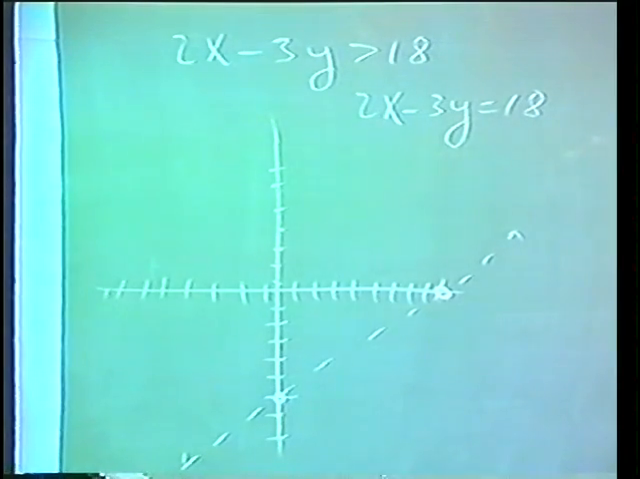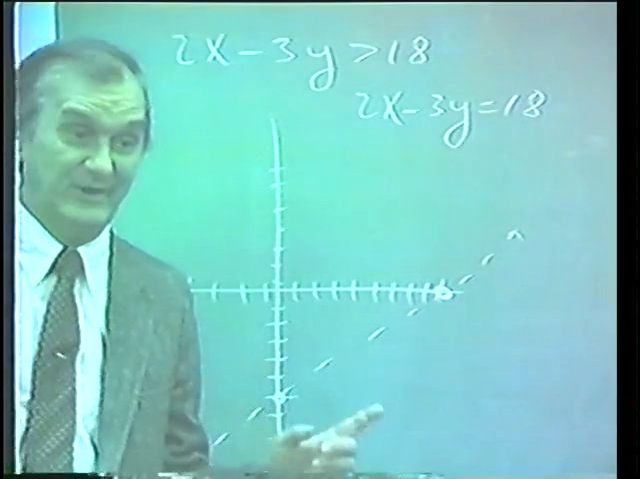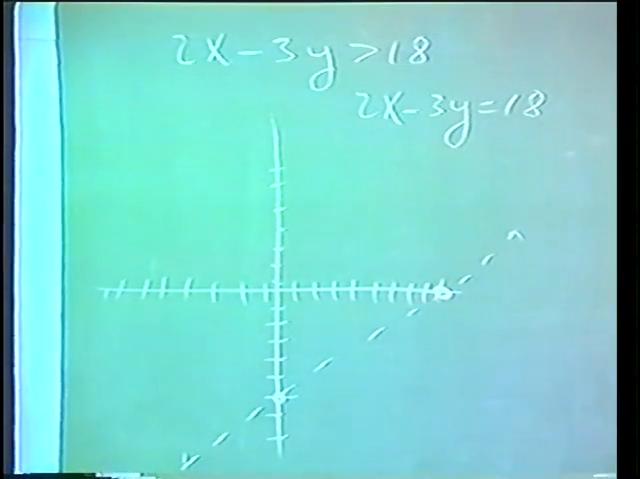So you see this broken line represents 2x minus 3y equals 18. What this line does is break up our blackboard into two areas: above the line, below the line. On one side of the line, 2x minus 3y is greater than 18. On the other side of the line, 2x minus 3y is less than 18. We want to find out which side of this line we're going to be talking about. So we take a point and test it. Any point you want, as long as this point is not on the line. The easiest point to select is the origin.